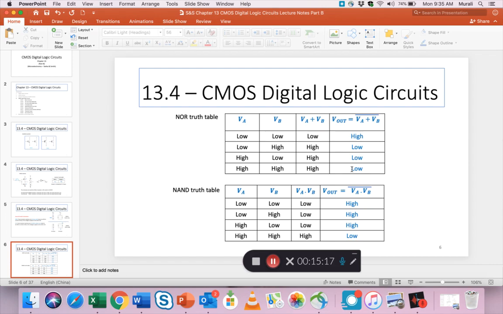So that's a NOR truth table. Similarly, let's look at a NAND truth table. And to understand a NAND, first let's understand an AND. Just A-N-D. What is an AND?